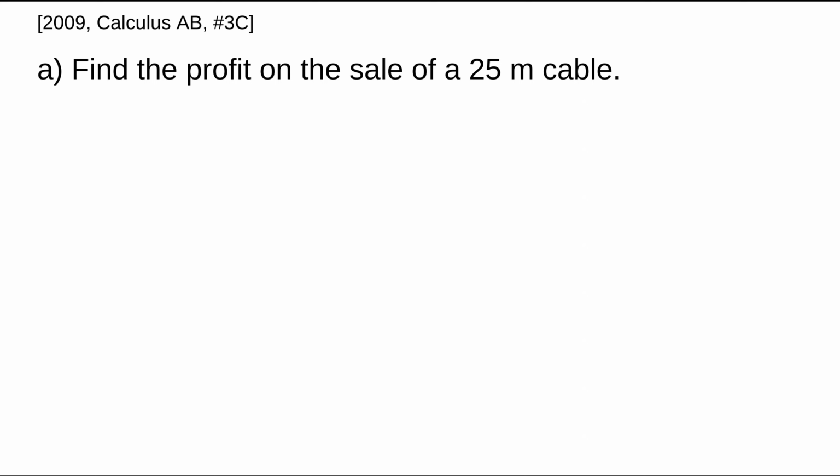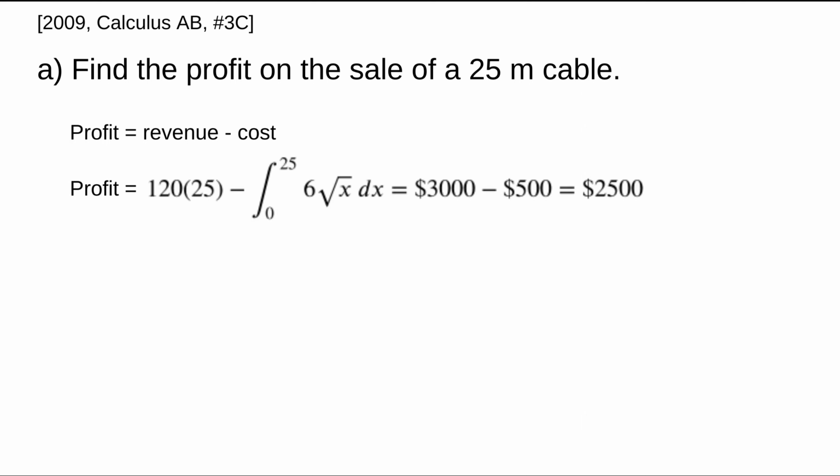In part A of the question, we are asked to find the profit on the sale of a 25-meter cable. All right, so profit is just revenue minus cost. Revenue would be the total money made by selling the cable. Cost is the amount it costs the company to make that cable. So profit, if it's revenue minus cost, 25 meters of cable sells for 120 times $25. So the revenue part is 120 times 25.